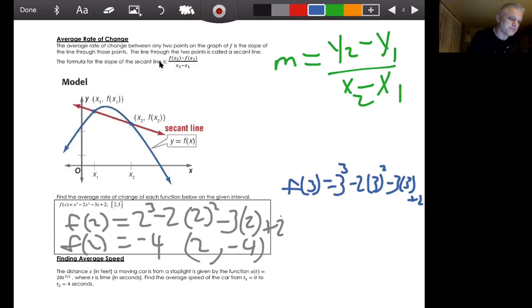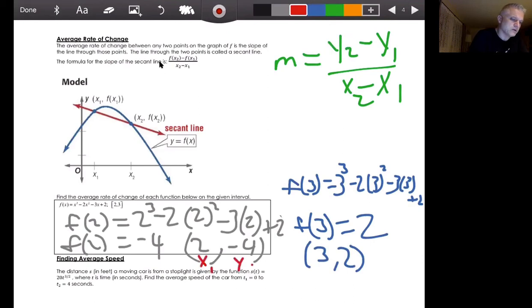Okay, now let's evaluate. So what is f of 3? Okay, 3 cubed is 27. 3 squared times 2 is 18. So 27 minus 18 is 9. Minus 3 times 3, so minus 9 plus 2. That gives me a y coordinate, or an f of x, of 2. So the second point, the x2, y2, is going to be 3 for the x and 2 for the y. Okay. So here we go.